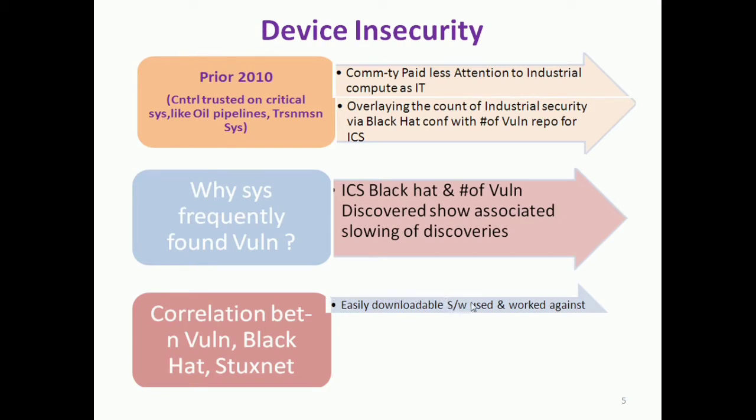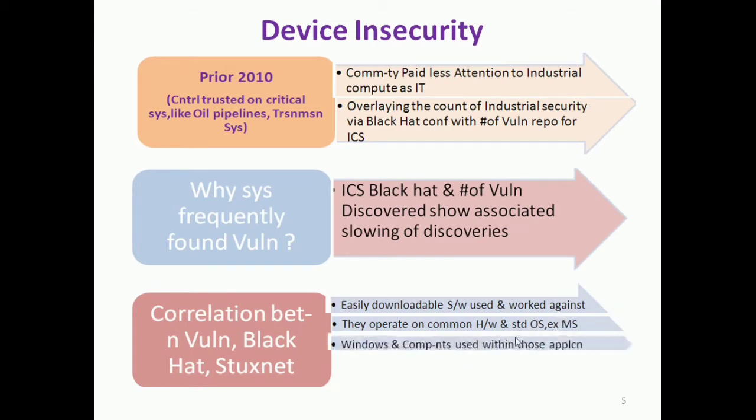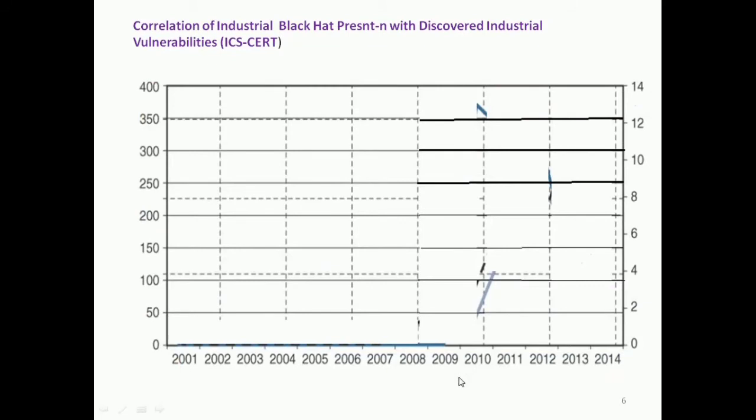The software used can be easily downloaded and worked against them, right? There is cheaper software available on the net. You can easily download and have it. So that may also be one reason. They operate on common hardware and a standard OS, for example Microsoft Windows, and components used within those applications. So that may not be reliable to the users. Stuxnet was eminent in identifying previously unknown vulnerabilities in Windows systems. So that could be one reason.